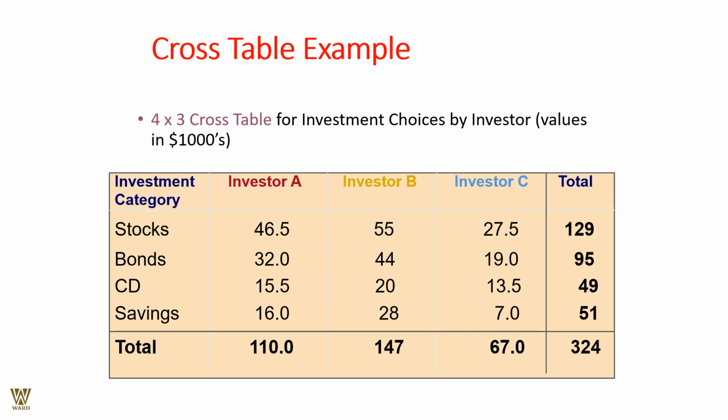If you look at it, there are three investors, investor A, B and C, and they have invested in categories: stock, bonds, company deposits and savings. So simple and straight: stock, bond, company deposits and savings. Investor A has been marked for how much in the stock, how much in the bond, how much in the company deposit and savings. Similarly for investor B, similarly for investor C, and we arrive at the total amount.